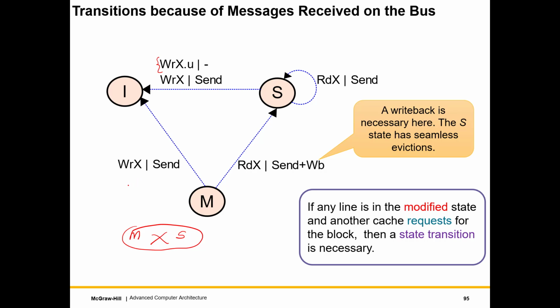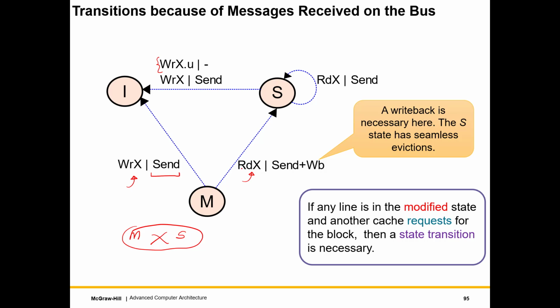From the M state, we can either have a write miss or a read miss message. Clearly no upgrade messages because there is no sharing. So if there is a write miss message, which means another cache would like to write, then the block is sent to the other cache. There is no reason to do a write back over here because the contents of the block, whatever has been written to, will be transferred to the other cache, and then the other cache can do a write back if there is a need.